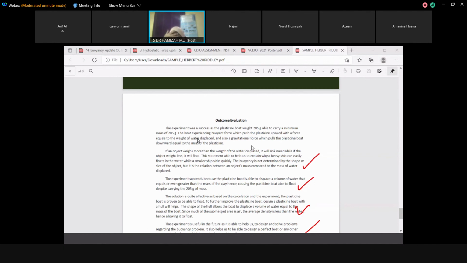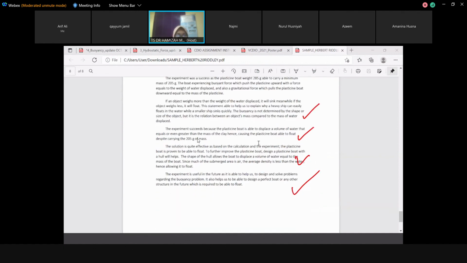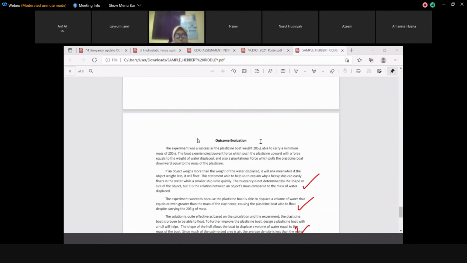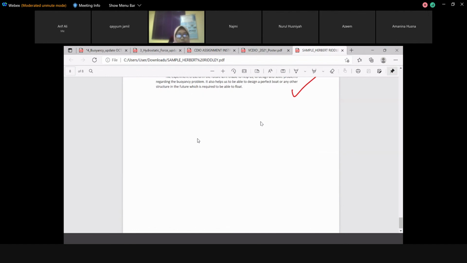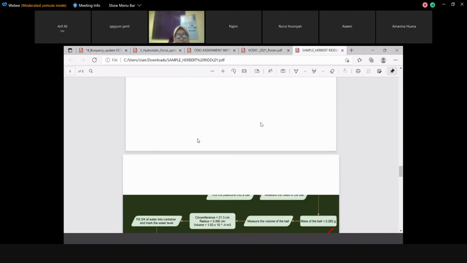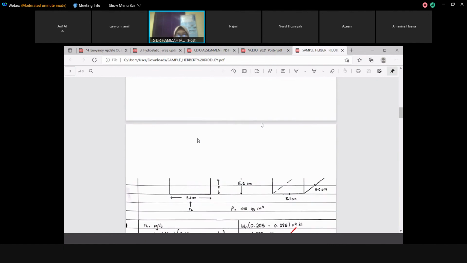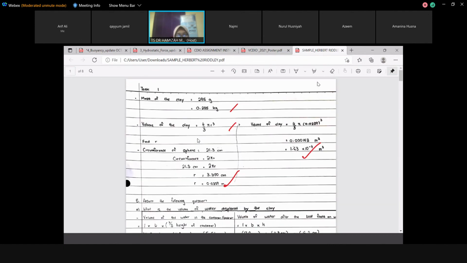So, you include your outcome evaluation. So, masuk sikit explanation. Berapa boat you boleh tahan. So, this one dia boleh carry up to 205 gram of mass. Okay. Untuk outcome ni, you boleh buat table juga. So, maybe you boleh buat assumption lah. Kalau tambah berapa berat, tambah berapa depth. Okay, you can use assumption juga. Okay, that is the example of what you need to include in the report. So, this one tak ada cover page. Nanti you tambah cover page lah.